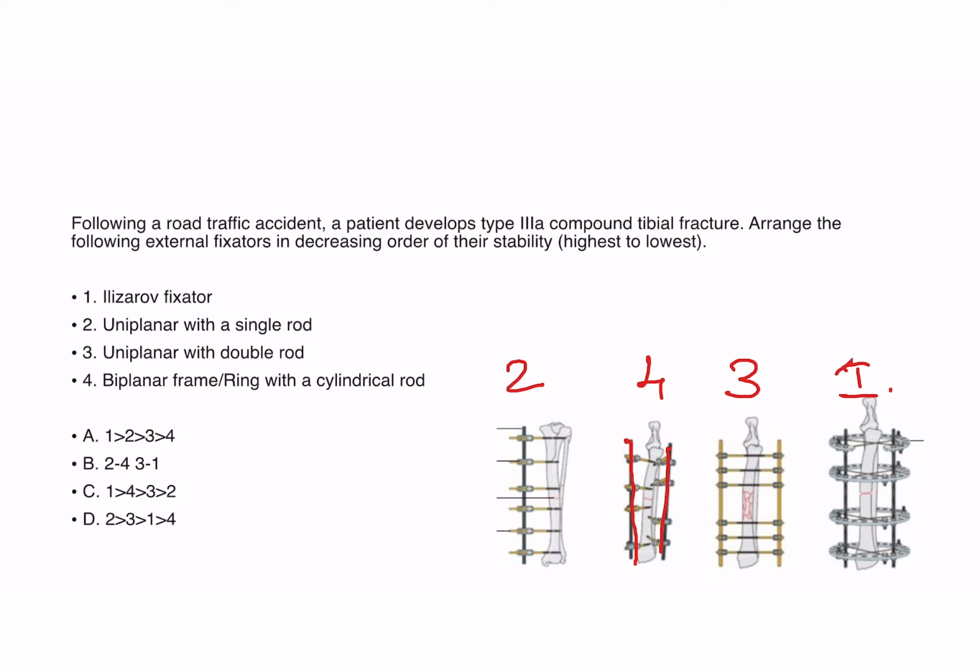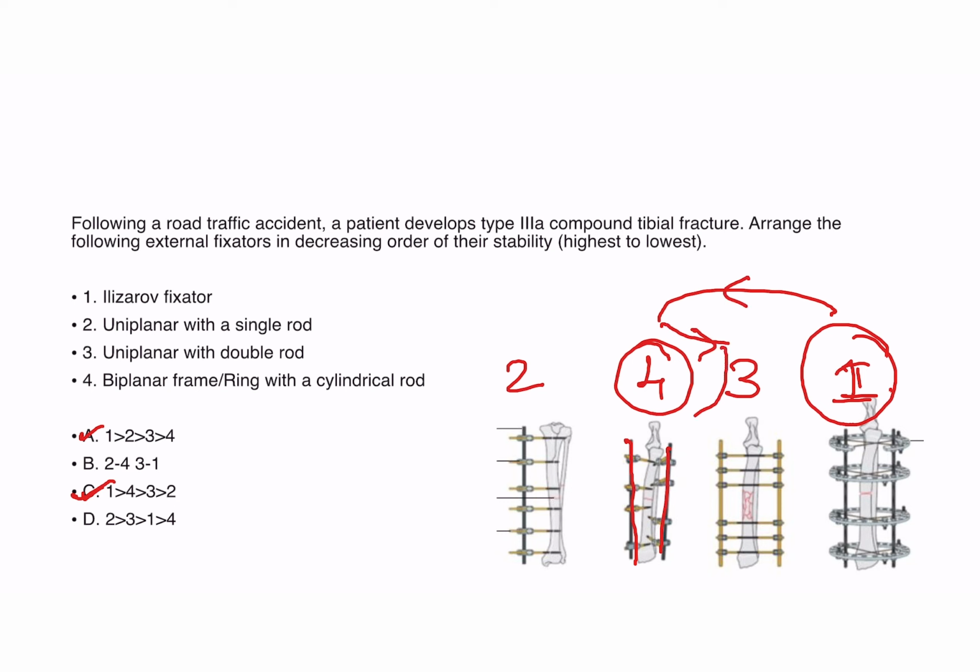The ring is always more stable than everything. So I would say one is the most stable structure. So the answer could be either A or C, right? And the next thing would be a biplanar, which would be a better construct than the uniplanar. So the order is 1, then 4, then 3, and then 2. So option C is the correct answer.